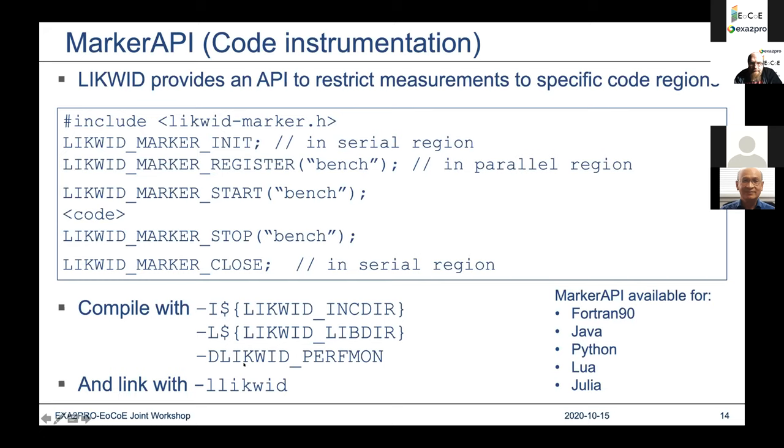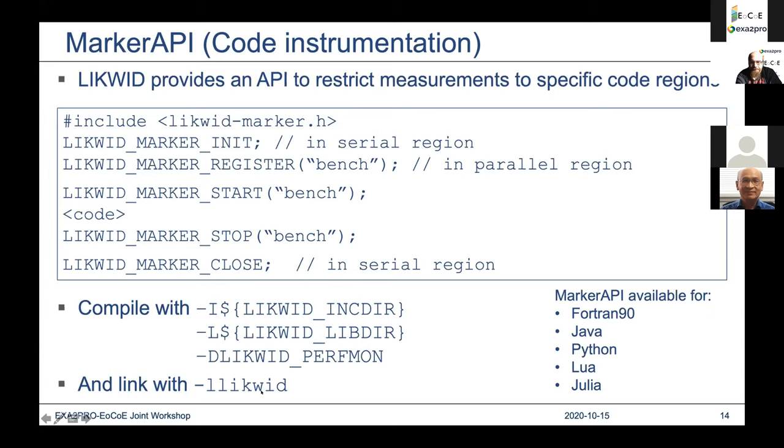And we need the define for LIKWID perfmon. We need that one because it enables these calls. If we don't set this, these calls are all empty and don't cause any overhead. Only if we set minus D LIKWID perfmon, there are actual functions behind these macros. So you can turn it off and on during compilation, whether you want to have profiling or not in your application. Then you link it with minus L likwid, and then you can execute it with likwid-perfctr again.